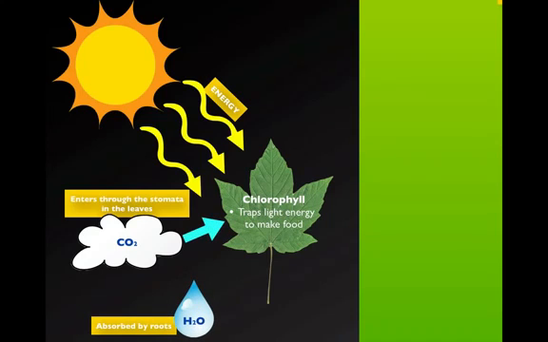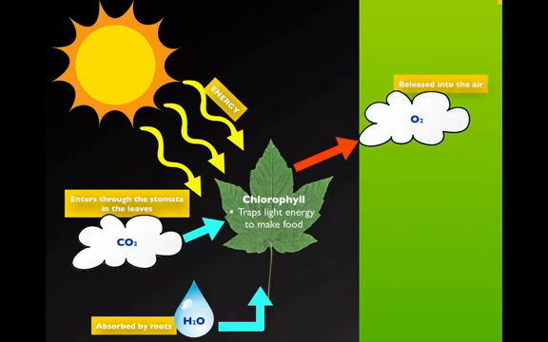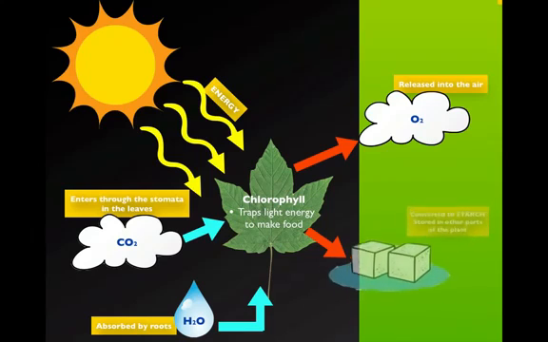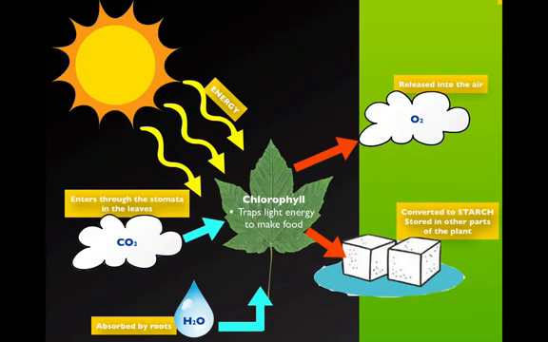and the water, which is absorbed by the roots, enters the plant as well. And using the energy from the sun, that's converted to oxygen, which is released into the air, and glucose, or sugar, which is converted to starch, which is stored in other parts of the plant, like the stem and the fruit and things like that.